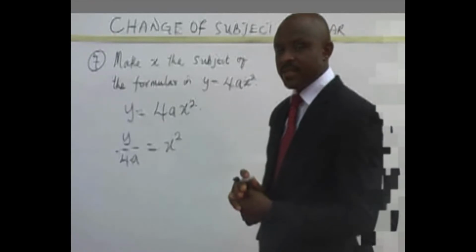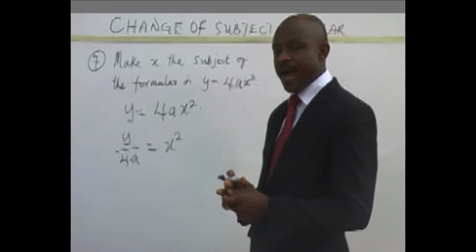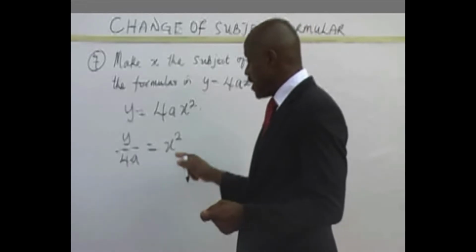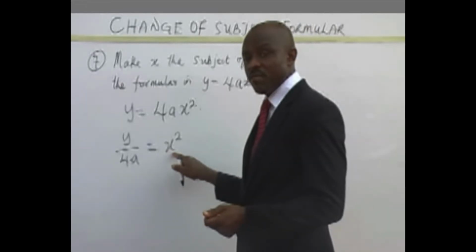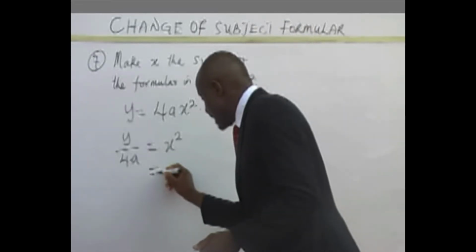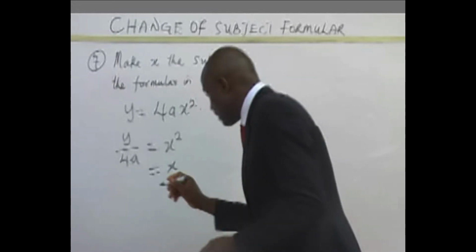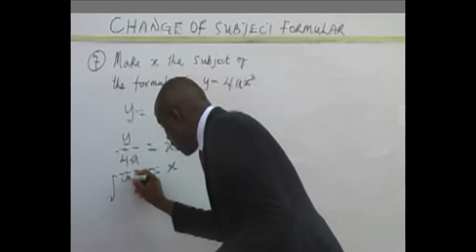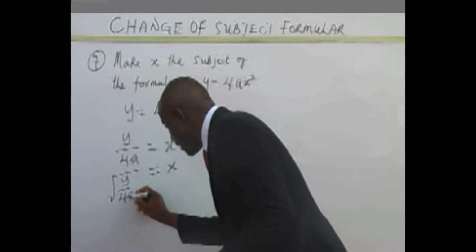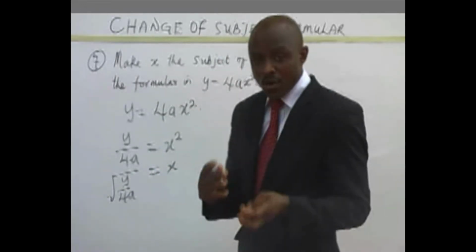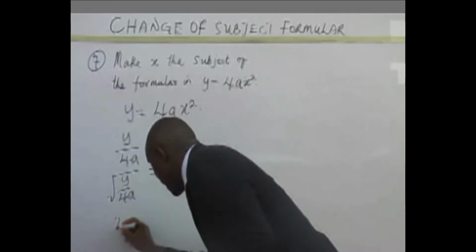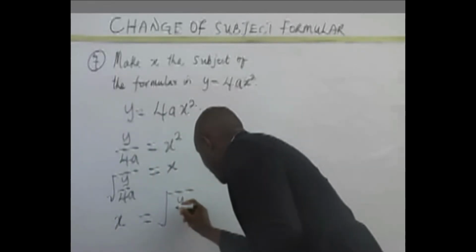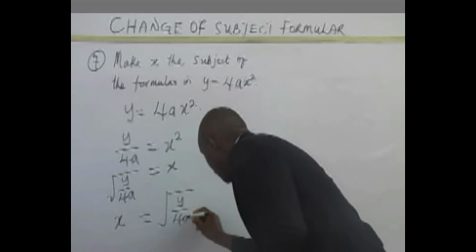The next thing is find the square roots of both sides. Square root of x squared will give you x. That means on the right hand side of the equation you have x, while on the left hand side you are going to have the square root of y over 4a. If you like, you can go further and say x is equal to the square root of y all over 4a.